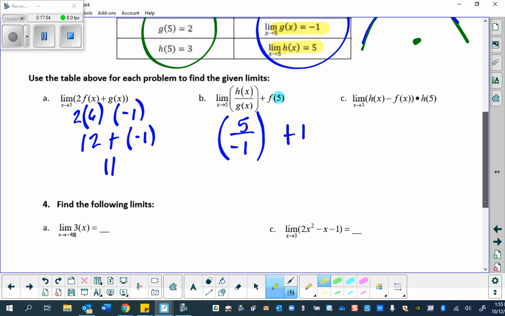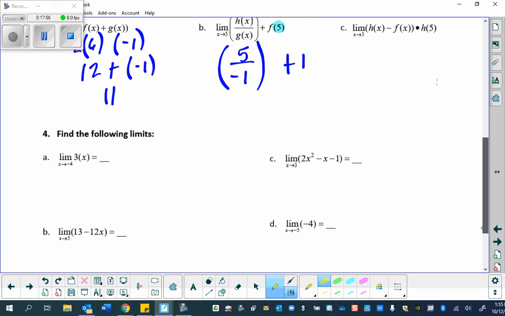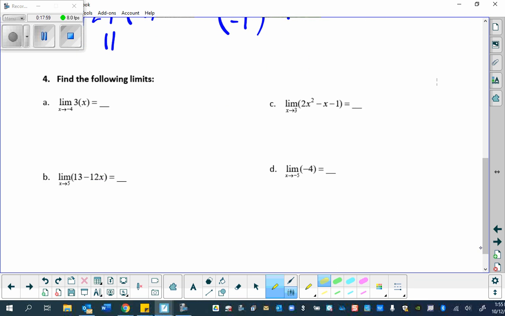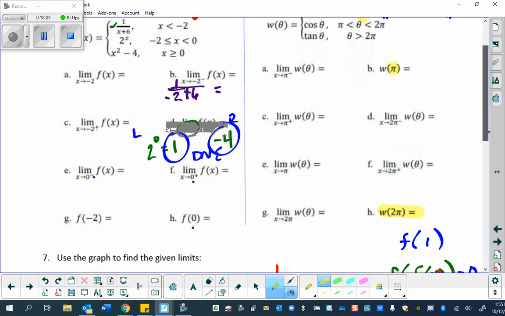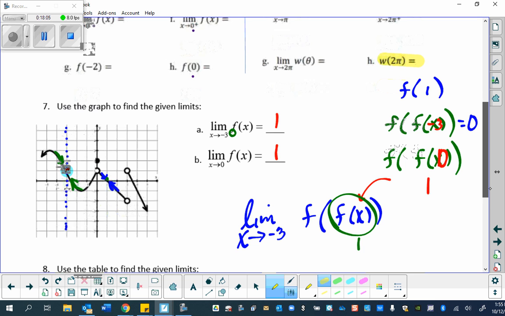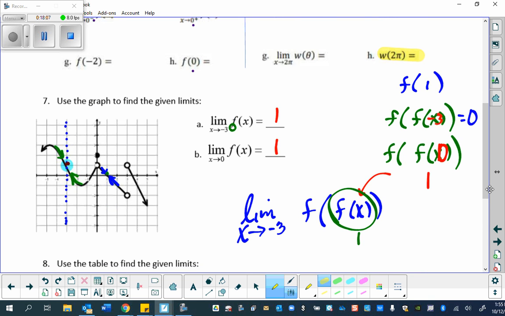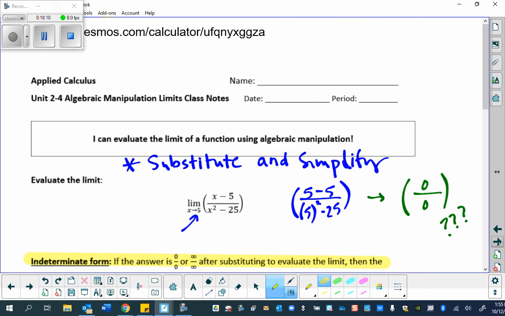Using algebra to either multiply, add, subtract, or divide limits. Using algebra to substitute and simplify. Piecewise functions to calculate. And then graphs to determine. That was a nice review for your quiz.